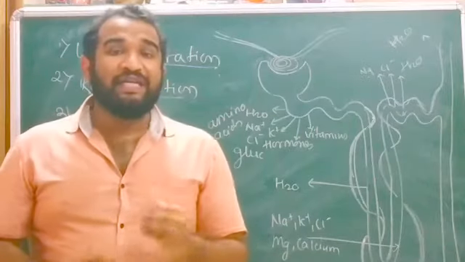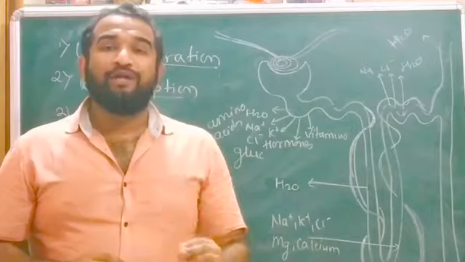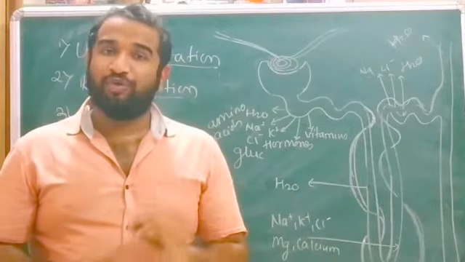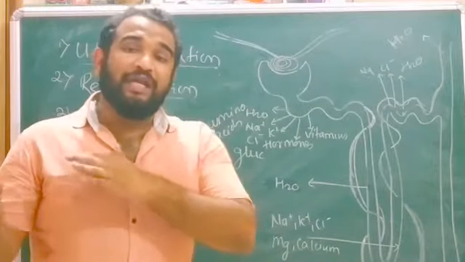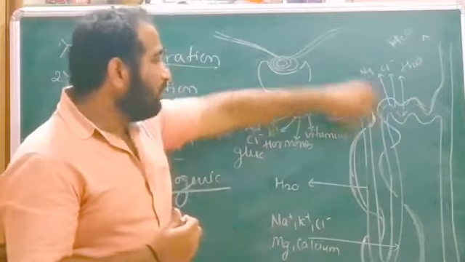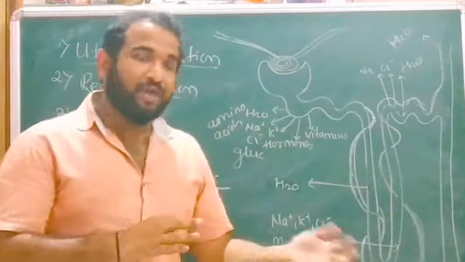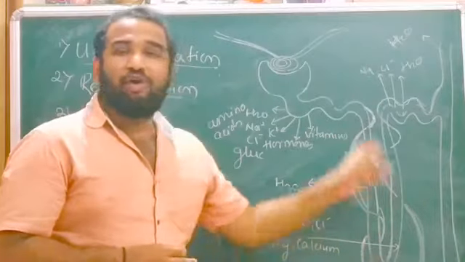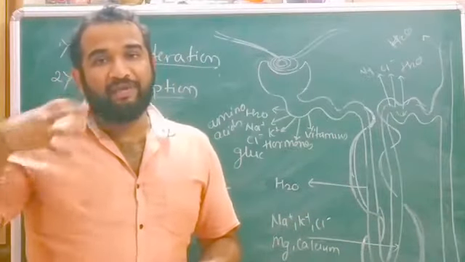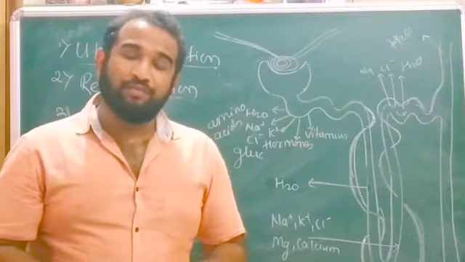Throughout the day, 180 liters of the filtrate is formed. From that 180 liters, only 1 to 1.5 liters of urine is excreted from the body. The remaining part is again reabsorbed. Reabsorption means that from the tubules, all the substances are poured into the vasa recta or the blood capillaries, so that they can remain inside our body and should not be excreted outside the body.